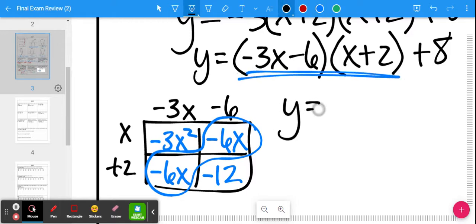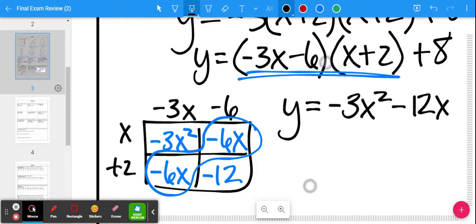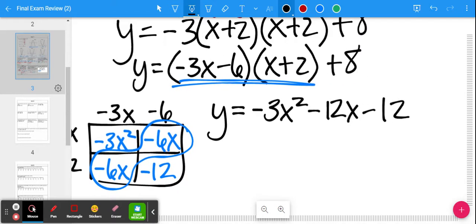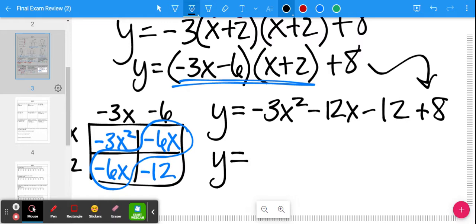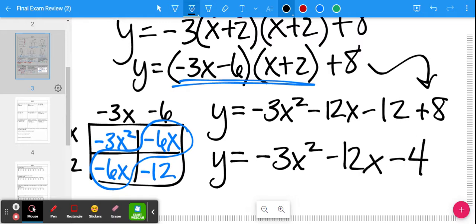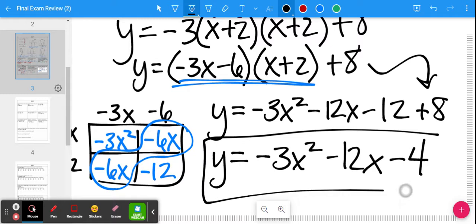So we have y equals our simplified version, negative 3x squared, negative 6x minus 6x is negative 12x, minus 12, and then we still have to bring down the plus 8. So combine like terms to get this from vertex form into standard form. And we have negative 3x squared minus 12x, and negative 12 plus 8 is negative 4. And there's your standard form.